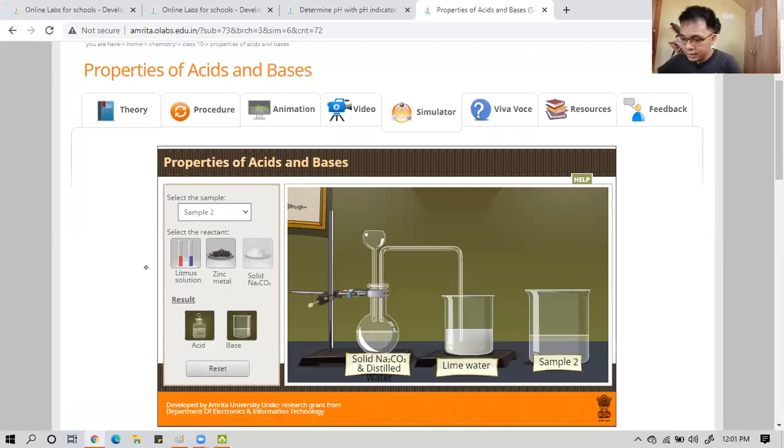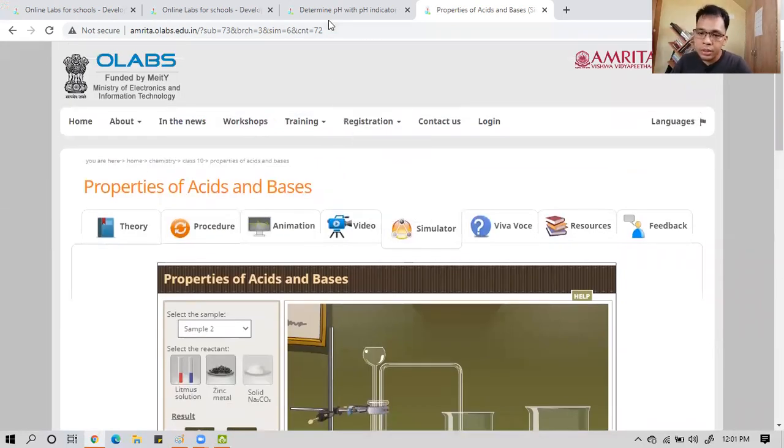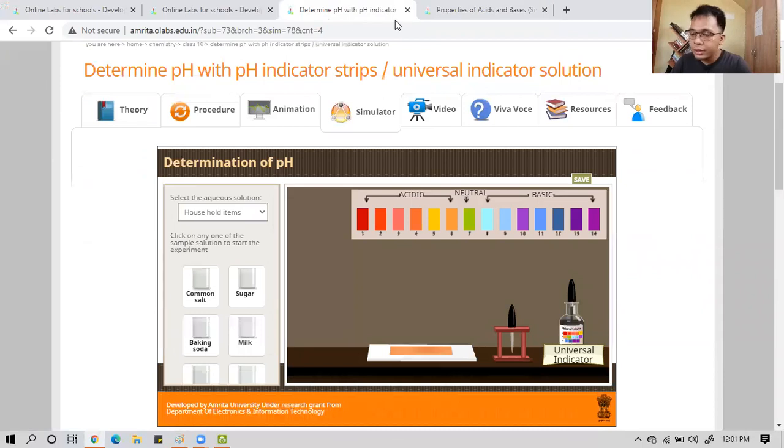So, that's it, guys, for our virtual experiment in acids and bases. The rest you will do, and you will input the data you obtain in your laboratory report sheet. So that's it for today, guys, and I will send the link of this so you can perform it.